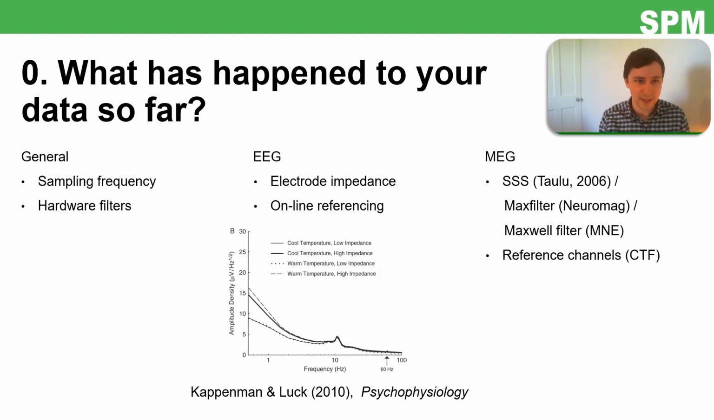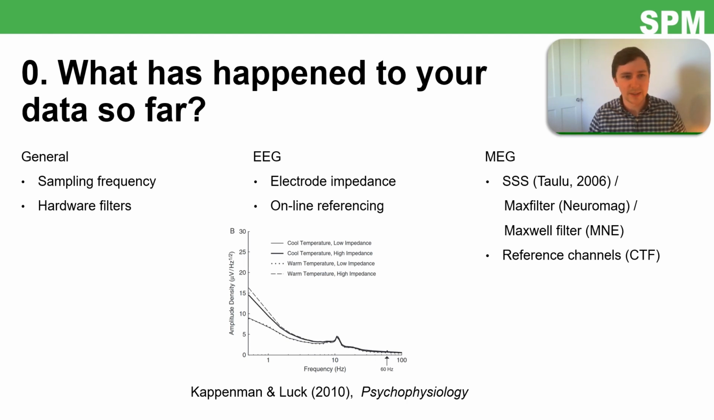But before I get to that, let's talk about what's happened to your data so far. So I said that pre-processing is the series of signal processing steps that you take after you've recorded your data and before you do your analysis. But usually there's actually been some kind of pre-processing which has occurred before you've exported your data from your system. So I'm going to talk about these two a bit later.